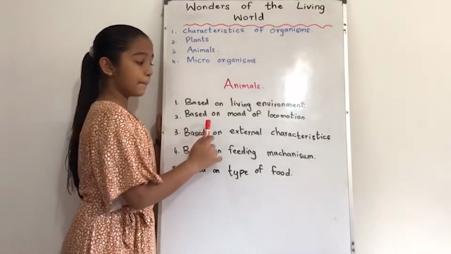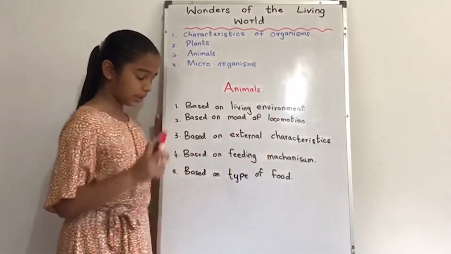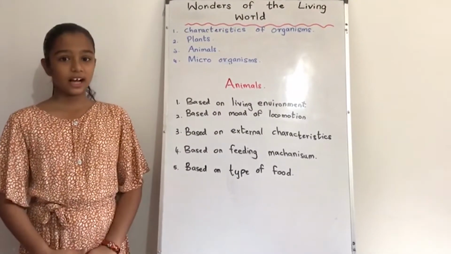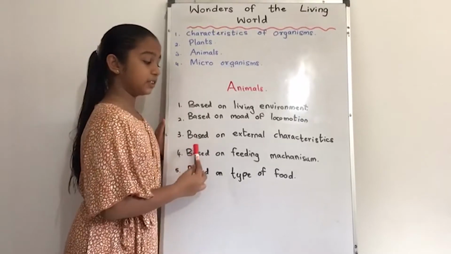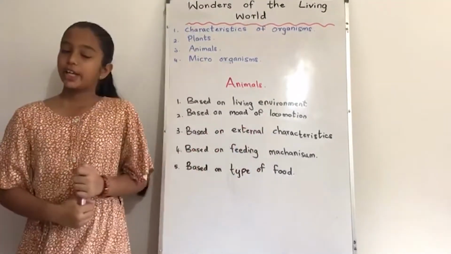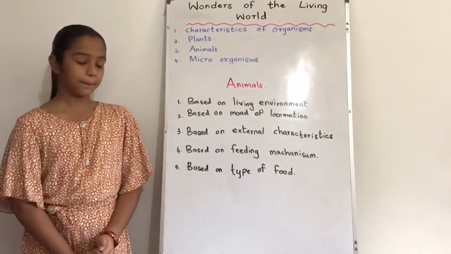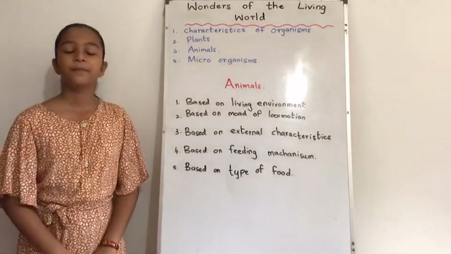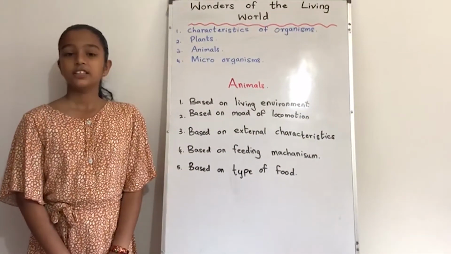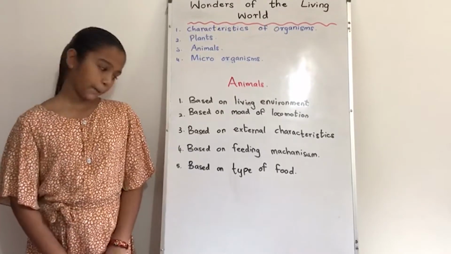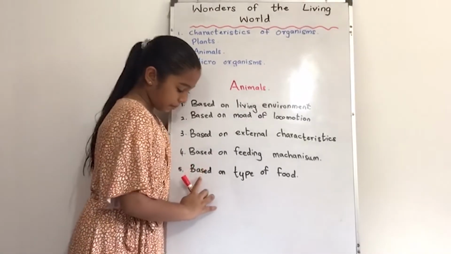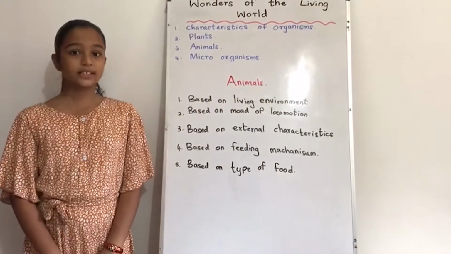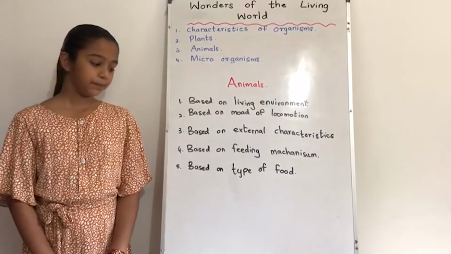The second one is based on mode of locomotion. Walking, sleeping, creeping, flying are examples. Third one, based on external characteristics. Shape, color, appendages are examples. Fourth, based on feeding mechanism. Now let's see some examples. Swallow without chewing, chew and swallow, suck. Fifth one, based on type of food. Herbivorous, carnivorous and omnivorous are examples.